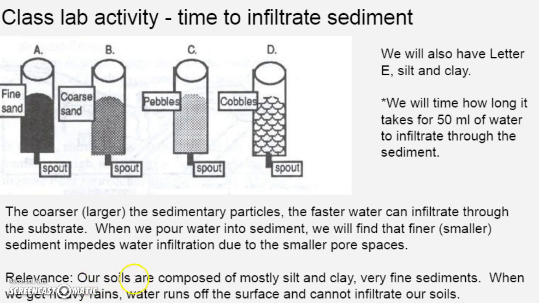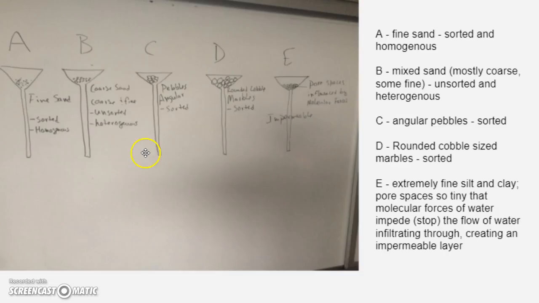And the relevance: our local soils in northeastern Illinois and the Chicagoland suburbs are composed of silt and clay, very fine sediment. So when we get heavy rains, water runs off the surface. It cannot infiltrate into the soil. Here's a picture from class. We'll be looking at the 5 different types of sediment, and we'll be running water through them.